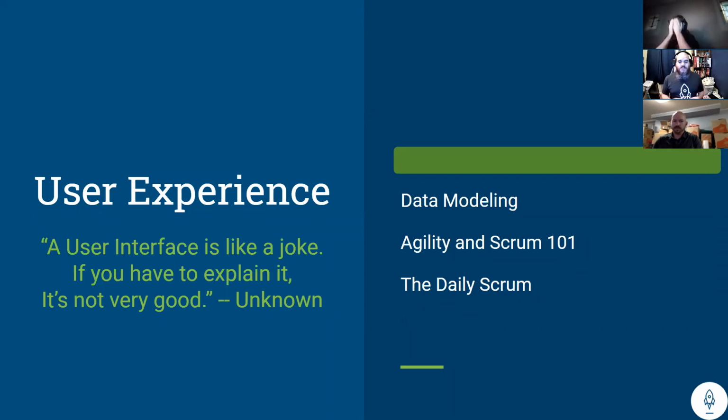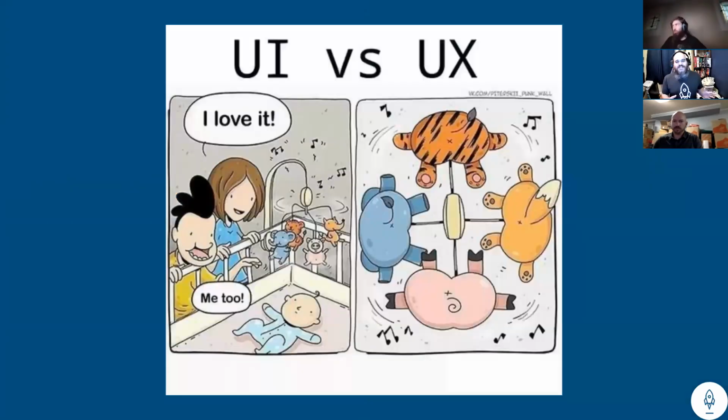So I love this explanation of how a UI and UX relate. You can imagine parents on the left, they're the user interface. They are seeing those cute little animals spinning around, all of that, but the actual user of the mobile, who's the baby, is seeing animal butts.